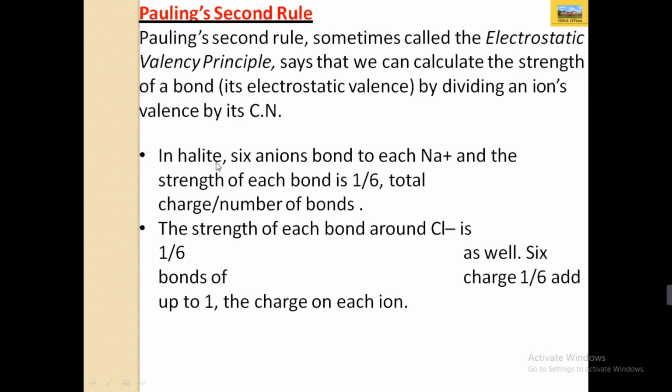In the halide NaCl, there are 6 anions bonded to each Na plus, and Na plus is the cation which is surrounded by 6 anions. In this case we can determine the strength; the formula is here, that is the valency. Valency is 1, since Na plus is plus 1, and the coordination number, that is the number of anions present with respect to the cation, is 6. So the strength is 1/6.